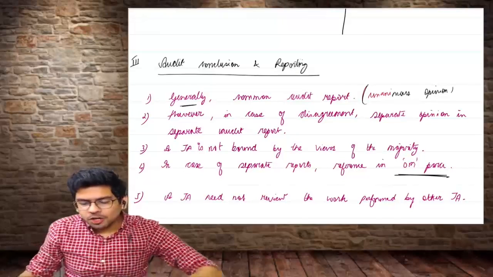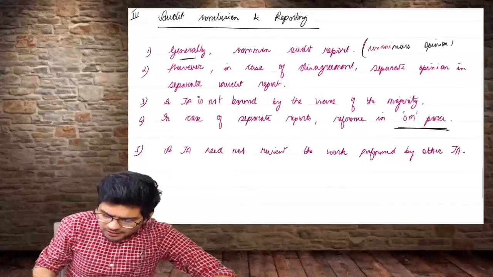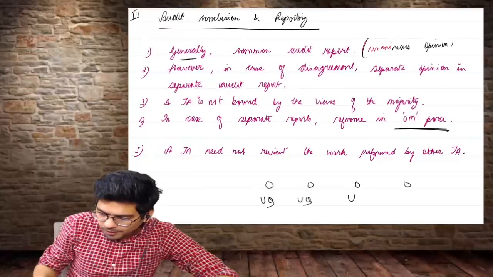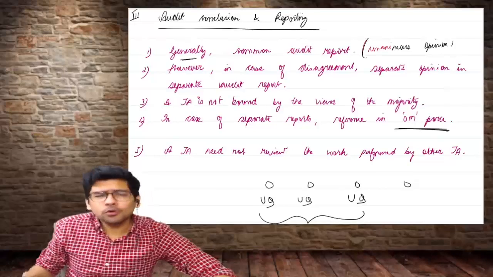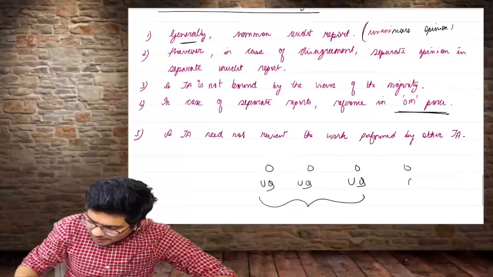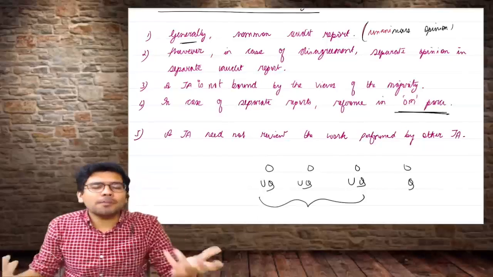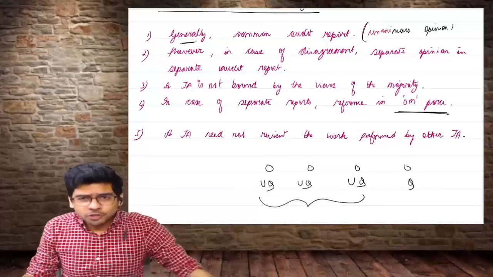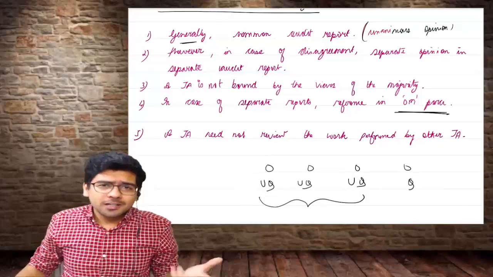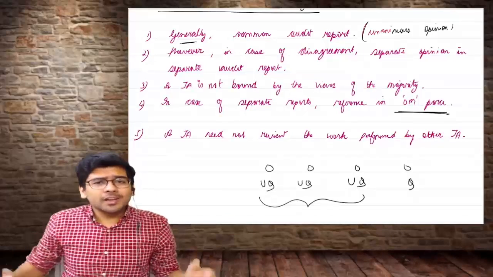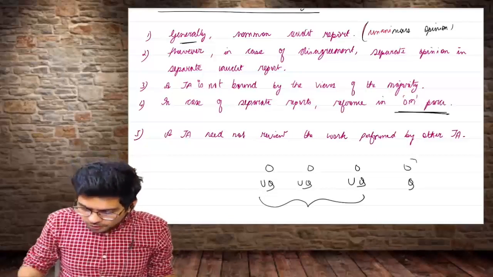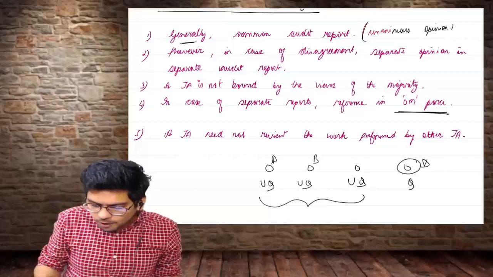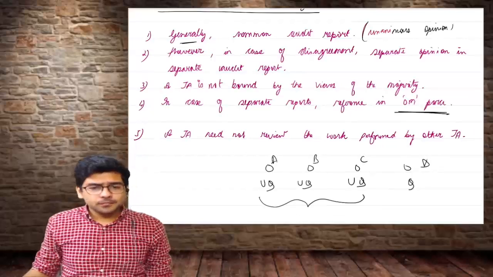A joint auditor is not bound by the views of the majority. This means, again, let me give you an example. We have 4 auditors. 3 want to give an unqualified opinion. These 3 are of the view that an unqualified opinion is okay, but he is not bound by their views. He shouldn't think, okay, 3 of them are saying so, maybe I am wrong. Not required. If your professional judgment tells you that a qualified opinion is required, you can issue a separate report. So this auditor D is not bound by the views of A, B and C.